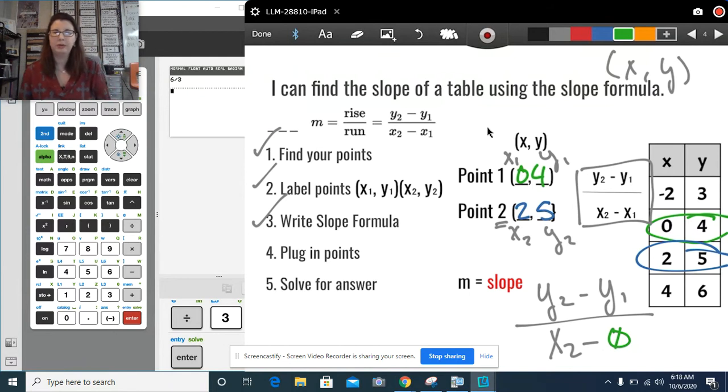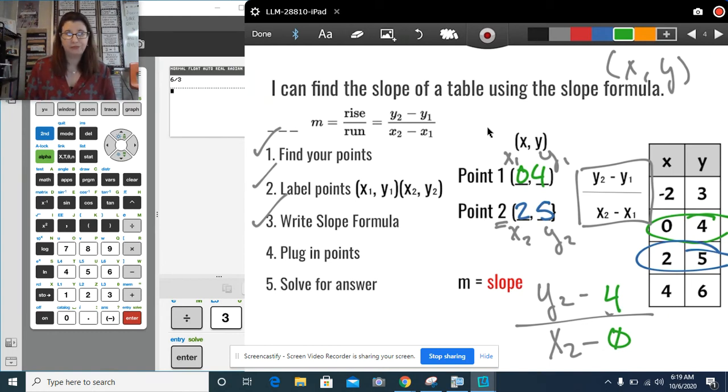Now, the next letter I have is y1. Well, looking at my formula, is y1 on the top or the bottom? Well, it's in the numerator. Is it on the left or right? Well, it's on the right, so I'll erase that and put my 4. And that just leaves me with point 2.